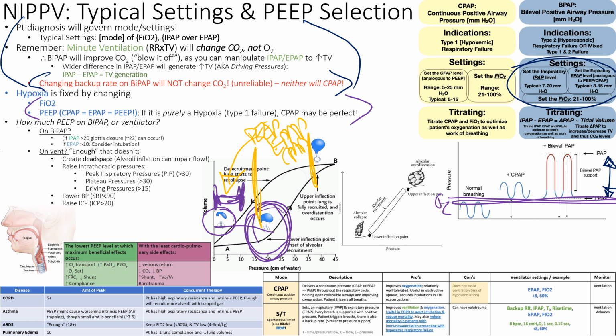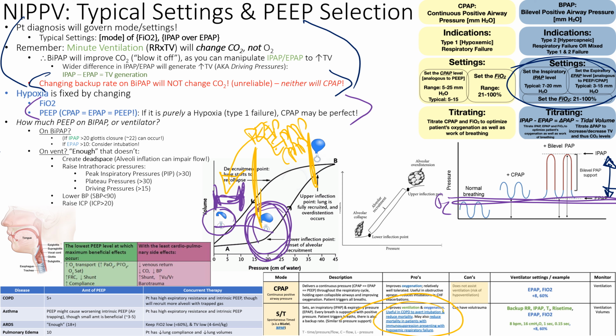If I want to improve someone's ventilation, if I want to improve someone's CO2, and hopefully if I improve their CO2, I'm improving their pH, I'm going to be changing the BiPAP IPAP setting, right? I'm going to be raising that IPAP, making that difference a lot wider, right?